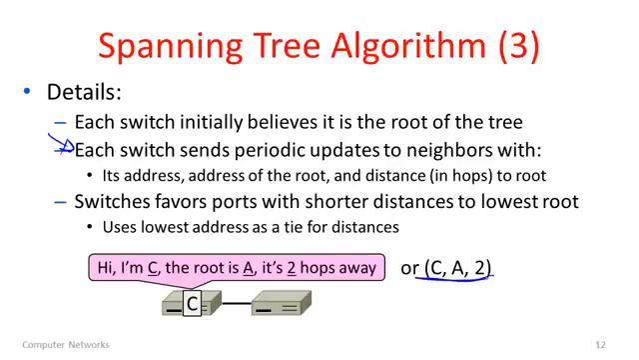Now, all different switches are going to get messages from their neighbors, and they're going to process them. When they hear different messages, switches are going to update their configuration, and they will favor ports which reach better routes, lower cost routes with shorter distances, again using lowest addresses as a tiebreaker. And it's quite amazing, really, that if all switches follow this simple process, this 1-2 punch rule, and update, the network as a whole will converge to a single shared spanning tree. Wow!